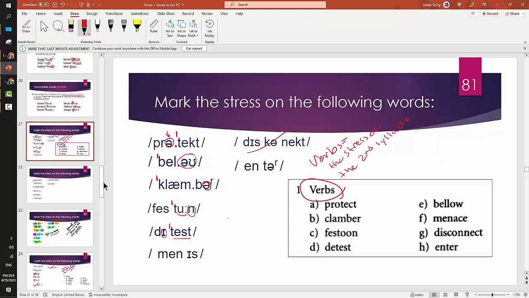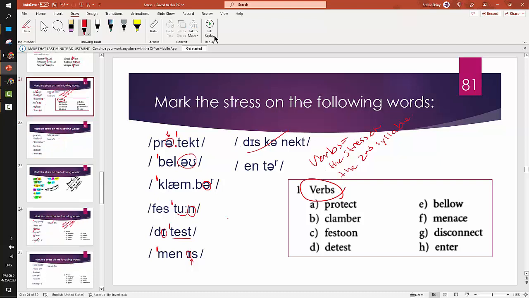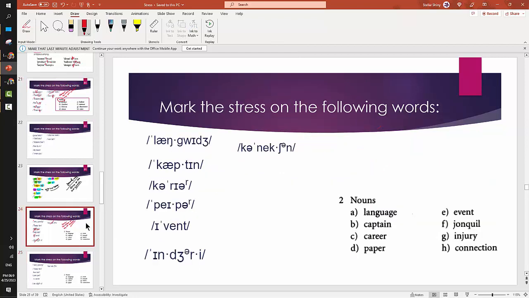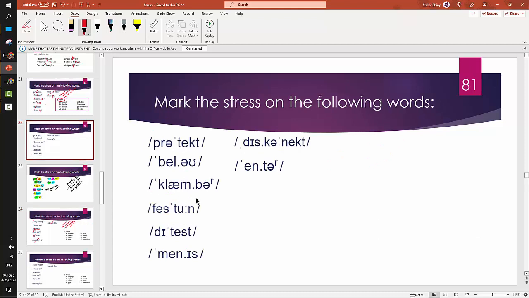We have menace. So we have here the short E sound. We cannot stress it, so we will stress the first syllable. Menace. We have enter. I explained it before. As a general rule, we have to stress the second syllable, but we have schwa sound, equals weak syllable, so we have to stress the first one. These are the answers.